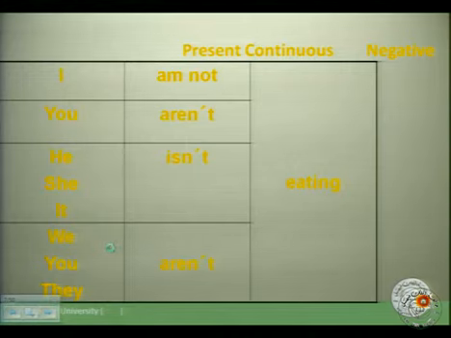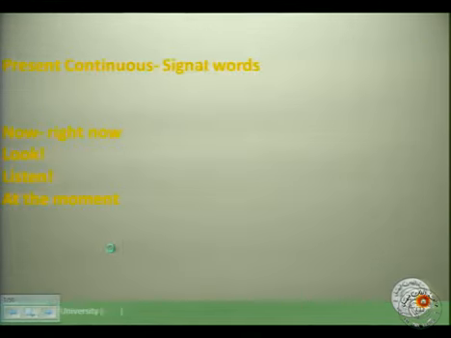And how do we make a sentence negative in the present progressive? Very easy. We add not after verb to be, or we add the contracted form, which is the N and the apostrophe and T. It becomes you aren't, or he isn't, we aren't, or it becomes he is not, we are not, I am not. And as I said last time, the contracted form is used mainly in speaking. The full form is used in writing.